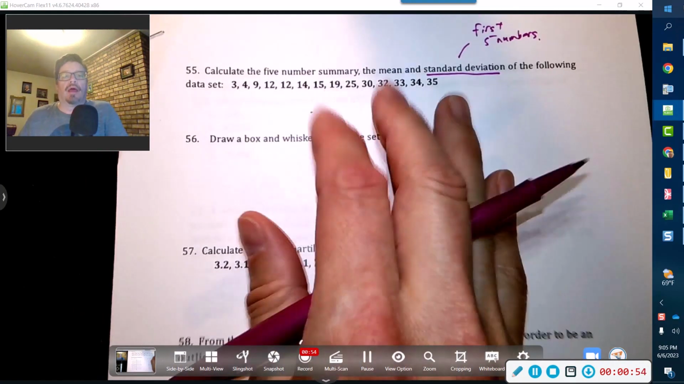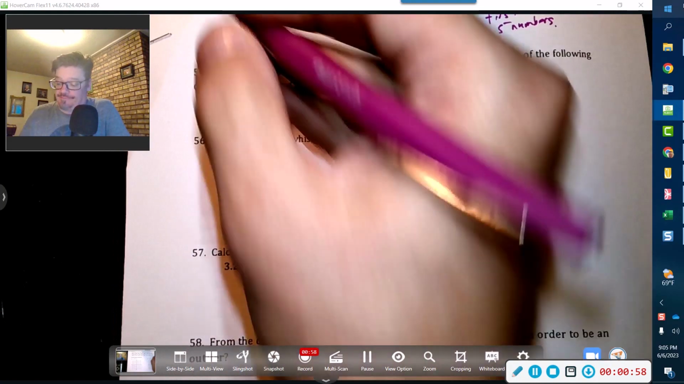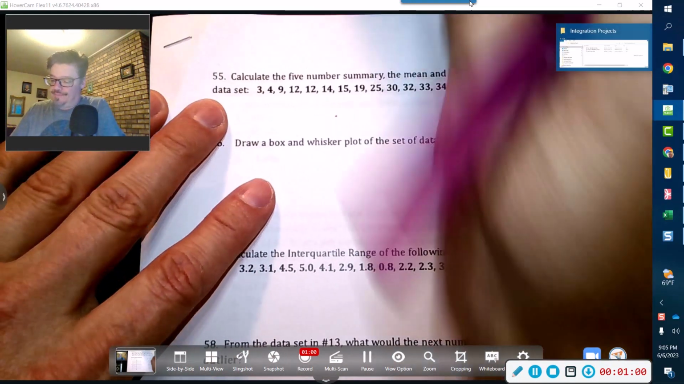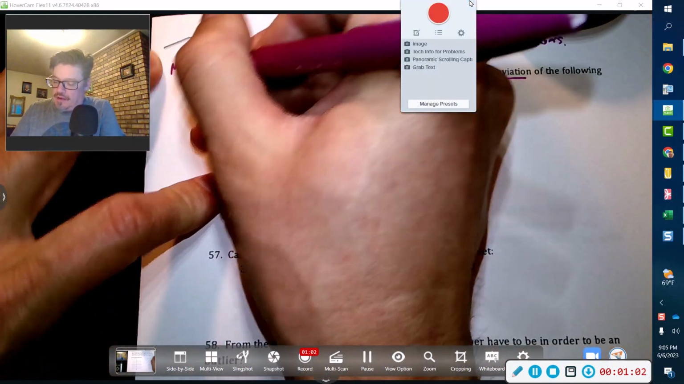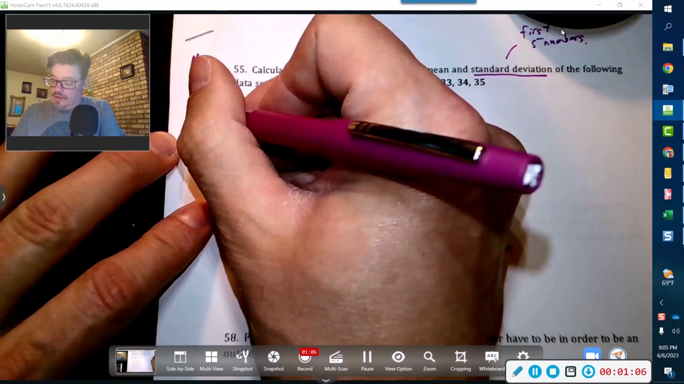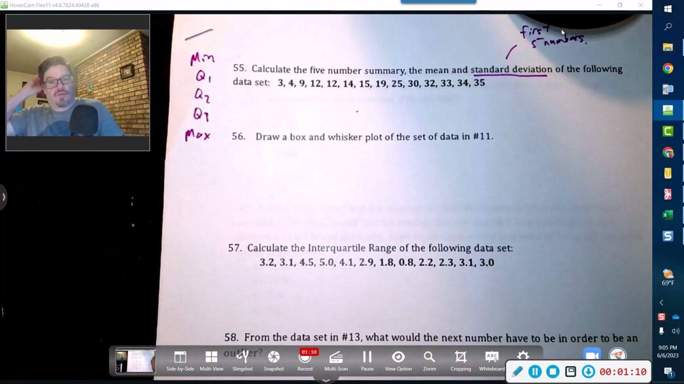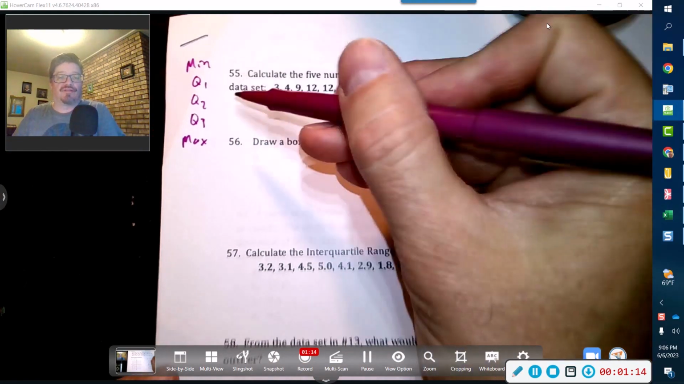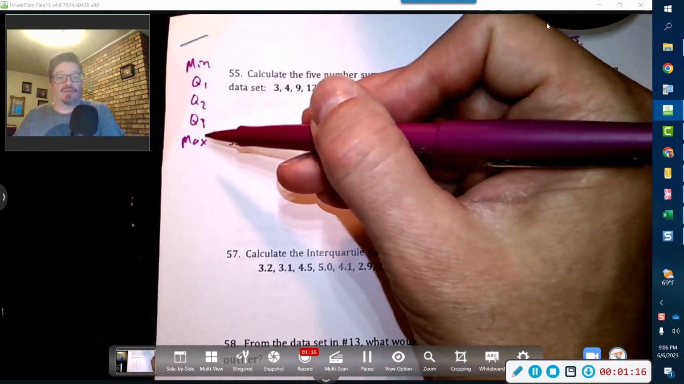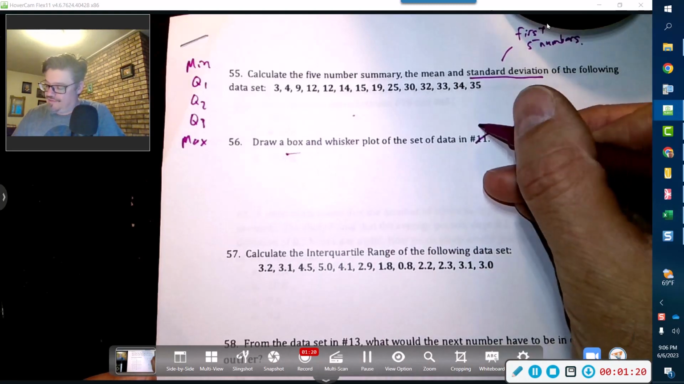All right. So the 5-number summary basically looks like this. You've got the min, you've got the Q1, you've got Q2, which is your median, you got Q3, and then you got your max. That is the 5-number summary. And then they ask for the average. Cool, we'll figure that out too. The 5-number summary is what you use to draw the box and whisker plot. Now this should have said 55.